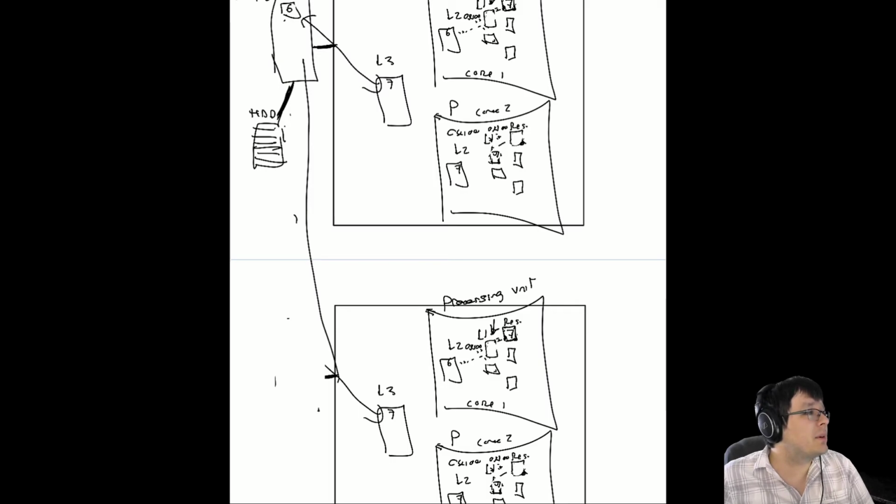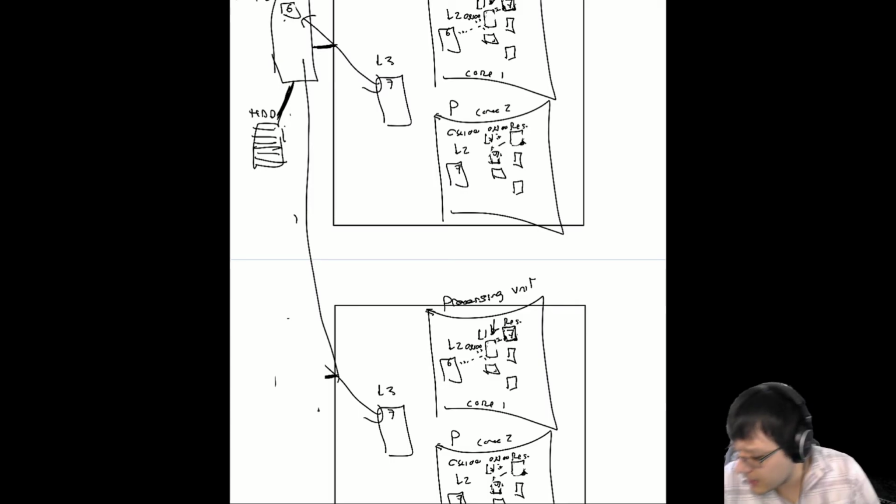Each core has a different number. Yes, but that's irrelevant. Okay, so anyways.